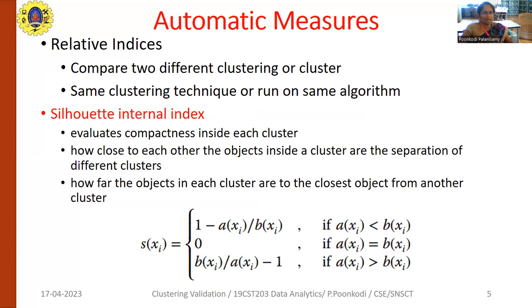Then the next one is the relative indices. The relative indices are used to measure the relationship between two clusters. The clusters are considered based on the same clustering technique running on the same algorithms. So this is the concept of relative indices. The Silhouette index is a common measure which falls under the internal indices.